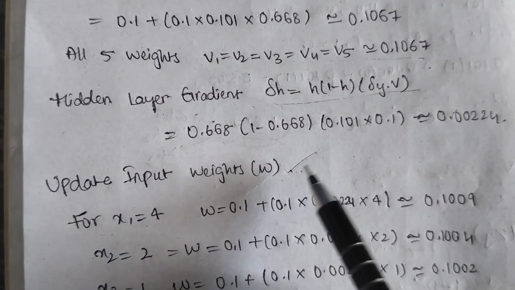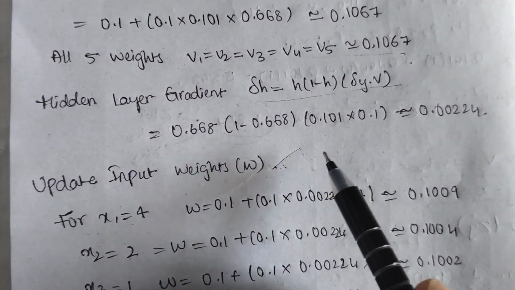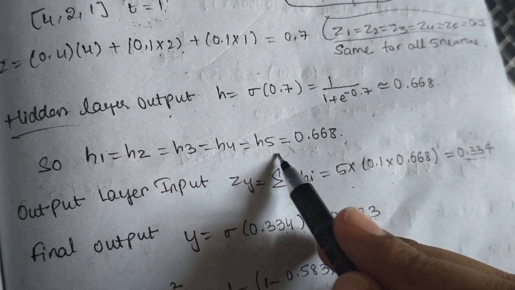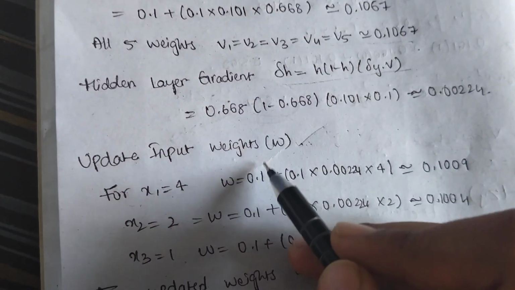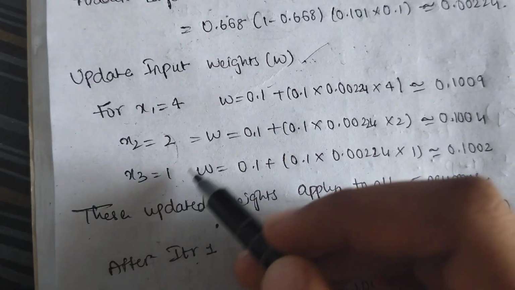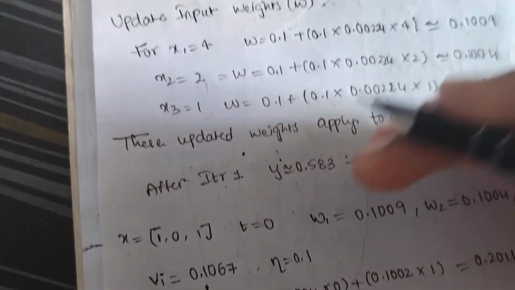Why do we update weights? Because the y value that we got was not matching with the target. As you can see here, the target was 1 and the y value that we got was 0.5. So in this case, we have to update our weights. We'll be updating weights for all the 3 x values, all the features. After that, the first row is completed.